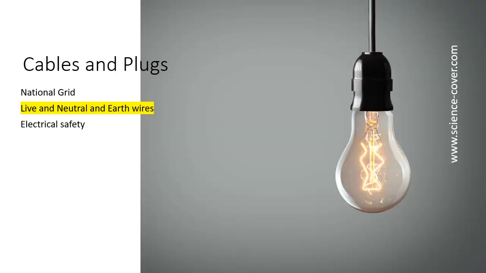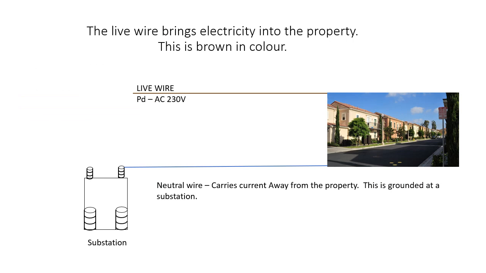Let's now look at the type of wire used in the home. We have 3 wires: the live, the neutral, and the earth wire. The live wire is the wire which brings electricity into the property. This wire is coloured brown and usually carries an alternating current and a voltage of 230 volts.